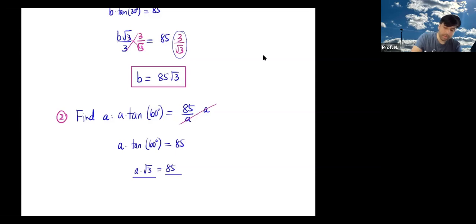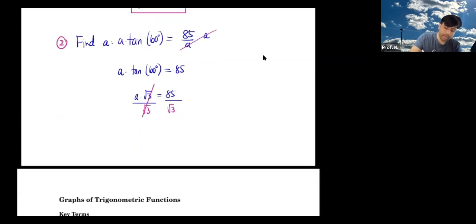Divide that by rad 3 over rad 3. Cancel. And I get that A is equal to 85 over rad 3. Rationalize it by multiplying by rad 3 over 3. And I get 85 rad 3 over 3.